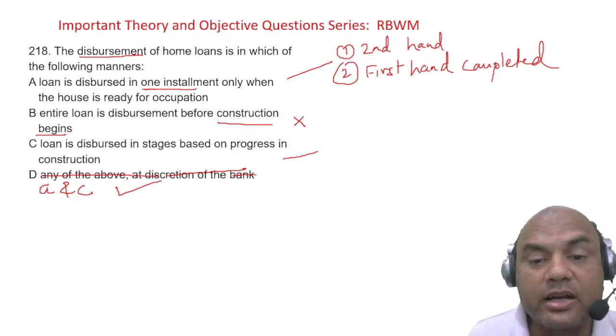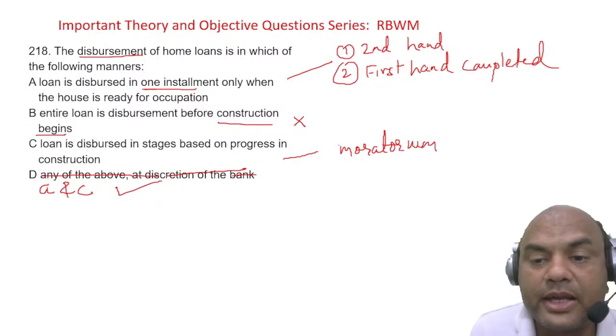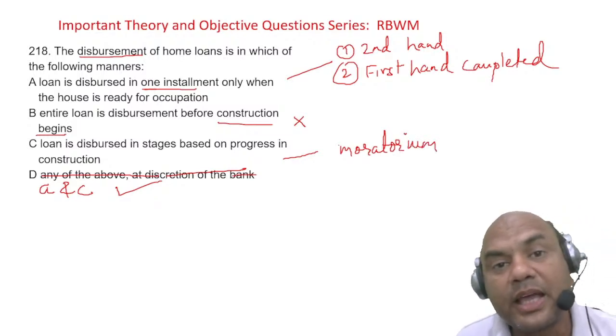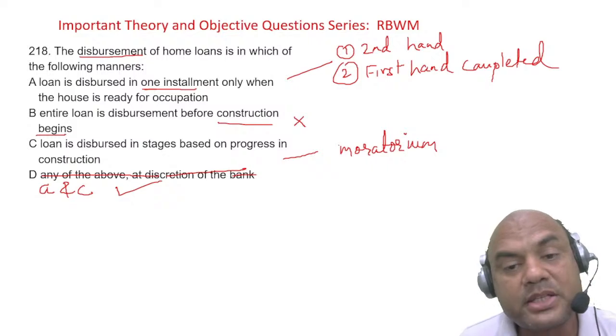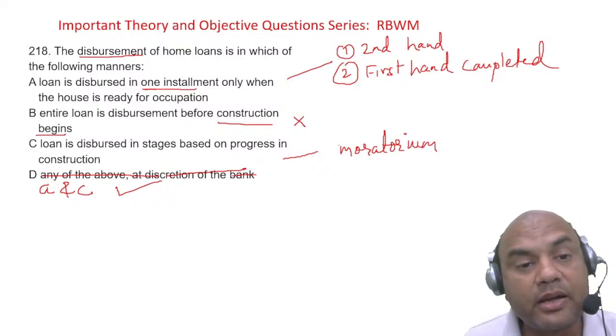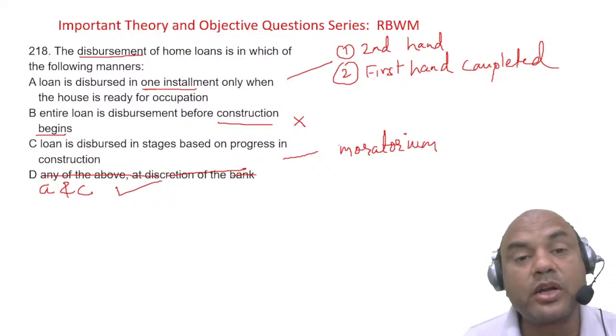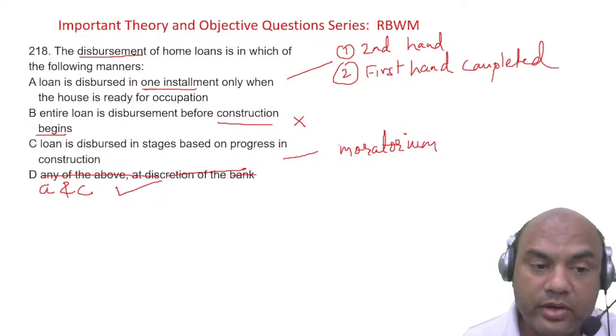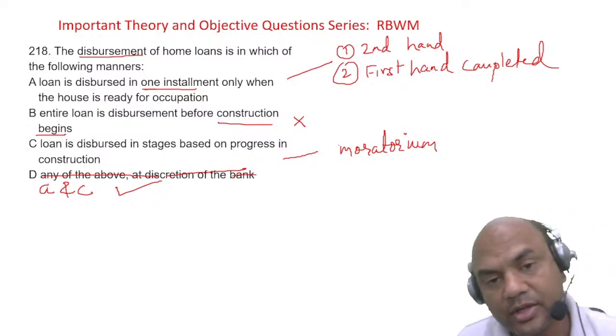Under this we get a term called moratorium. Do you know this moratorium? Moratorium means the gap period or the period in which you don't have to pay the EMI. Okay, that is moratorium period. You have to pay only the interest. That is also called pre-EMI. Got it? The answer is A and C.